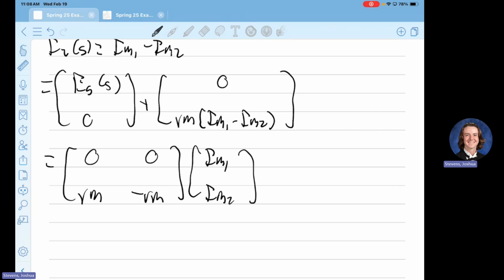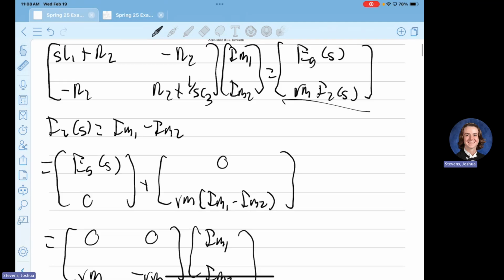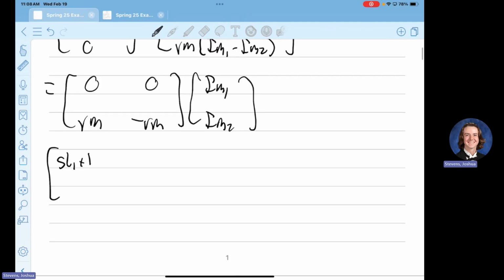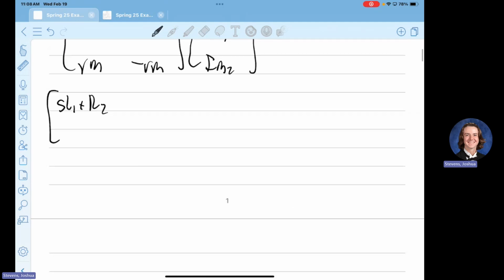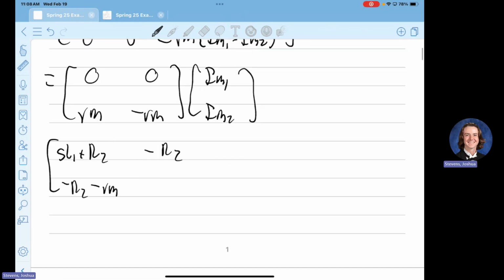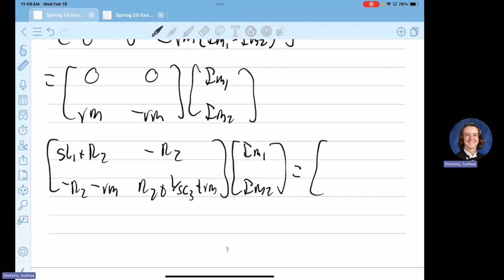What do we do with this matrix? Bingo. So what is that? That is SL1 plus R2. And there's nothing going to be changing in the top because it's zeros over here. And then negative R2. Then we have a negative R2 over here. And since we're subtracting a positive RM, that is also being subtracted in this new matrix. And then we also have the R2 plus 1 over SC3, and we're subtracting a negative, so that's going to be a plus RM. That's all multiplied by IM1, IM2, which equals EG of S.